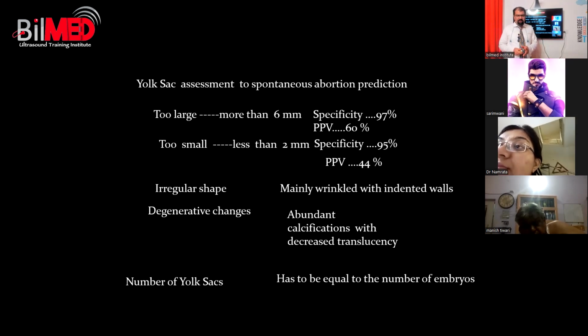Now, summing up, the yolk sac should not be less than 2. It should not be greater than 6 millimeters. It has to have a jet black center. The wall should not be calcified. And the next point is, it has to be round, round, and round only. No oval, no hexagonal, no shape is accepted except the round shape only.